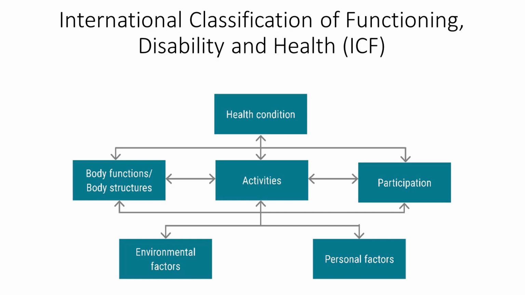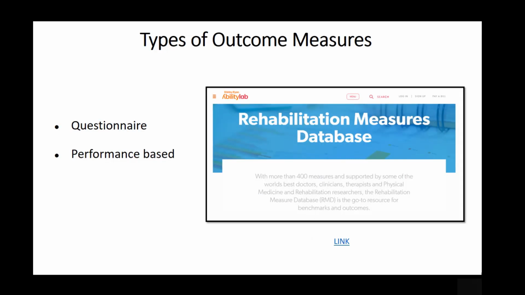So as far as outcome measures are concerned, all outcome measures are going to deal with any one of these things: body functions and structures, activities, participation, personal factors, environmental factors. Okay, there are outcome measures that are going to assess how the person is doing in any or all of these domains.